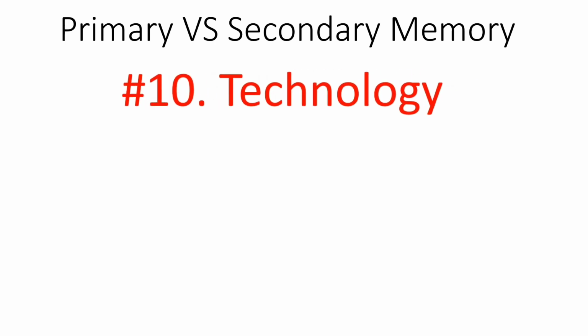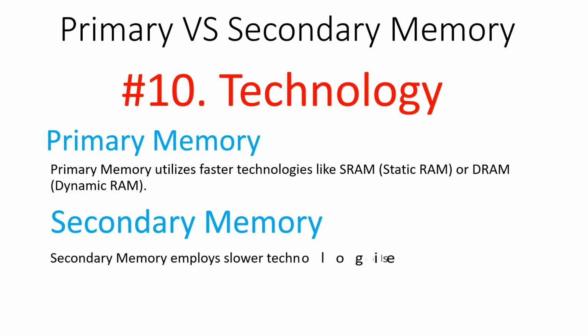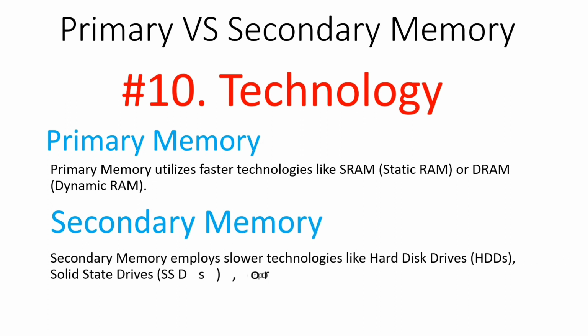Finally, let me tell you about the technology used by both of these memories. Primary memory utilizes faster technologies like static RAM or dynamic RAM, so they are faster than the secondary memory, whereas secondary memory employs slower technologies like hard disk drives or solid state drives or optical discs like CDs, DVDs. That's why they are slower as compared to the primary memory. So these are the top 10 major differences between primary and secondary memory.